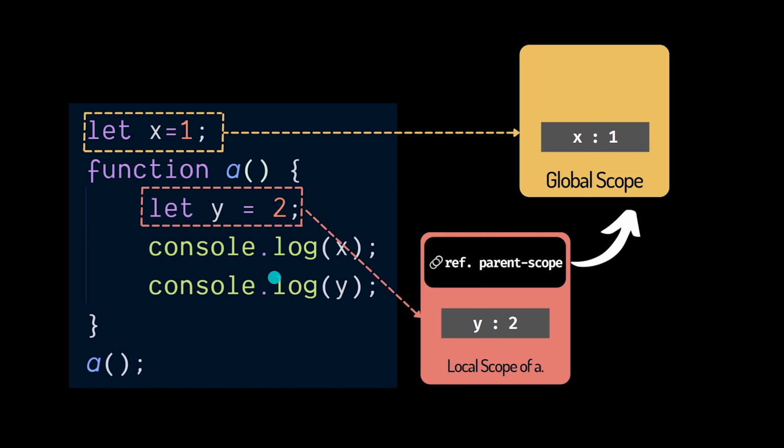So here we have the function A and the corresponding local scope is represented within this block here. Inside the scope, we have a single variable y. The outer scope of this function is global scope, which is represented with this block here. Within it we have a single variable x.